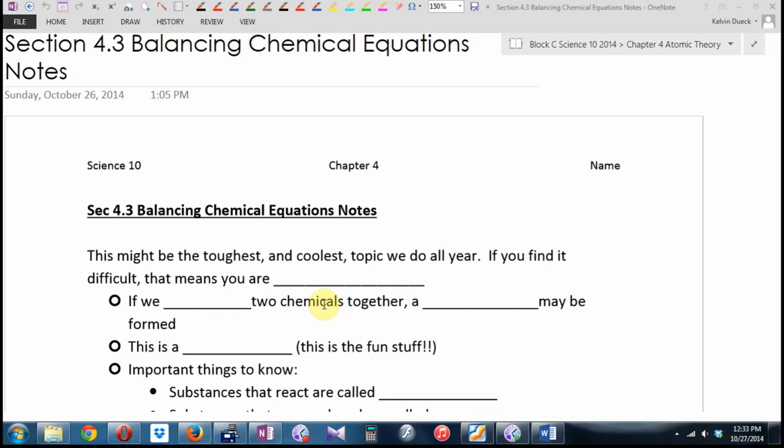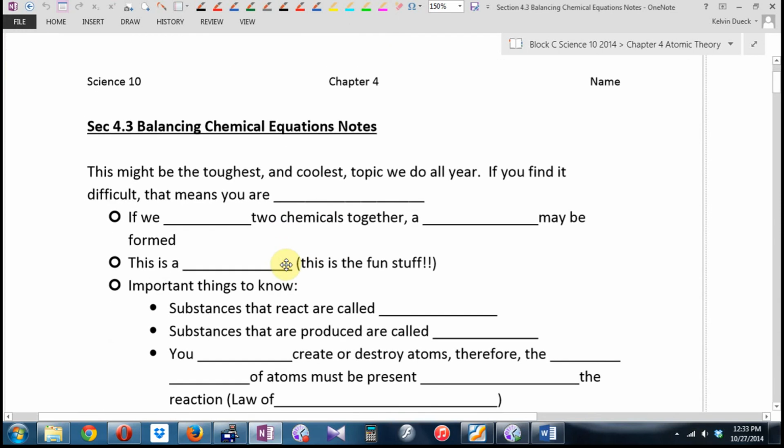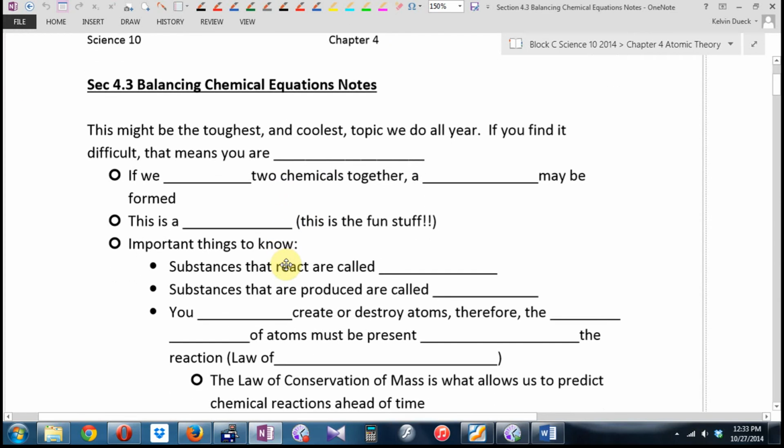Now, we're not going to get that high tech. This is the foundational stuff. But here we go. This might be the toughest, maybe the coolest if you're a nerd, topic we do all year. If you find it difficult, I want you to be aware all that means is that you're normal. Okay? And we're going to start off with a basic premise.